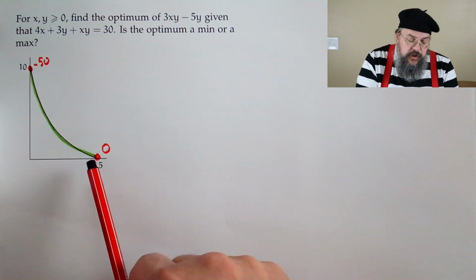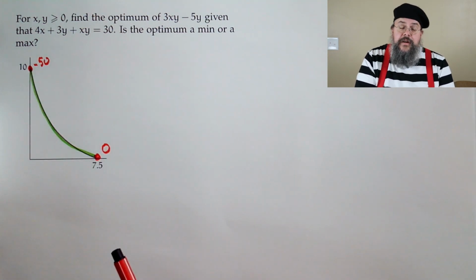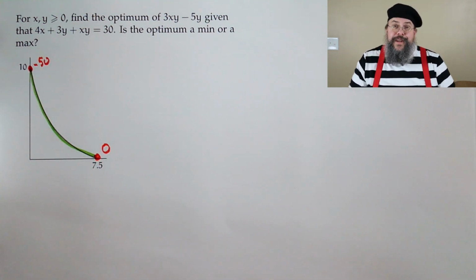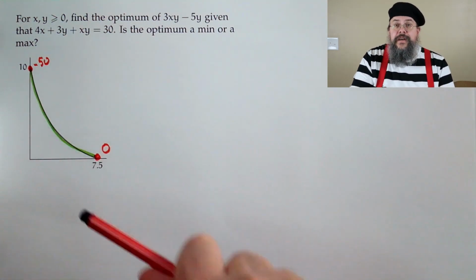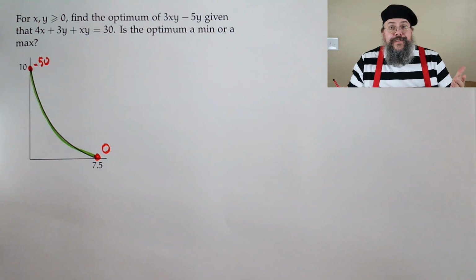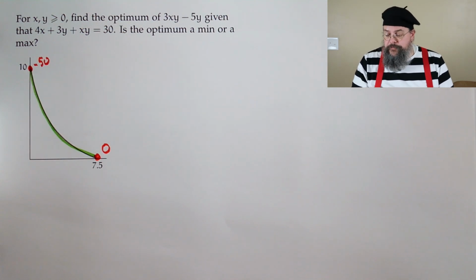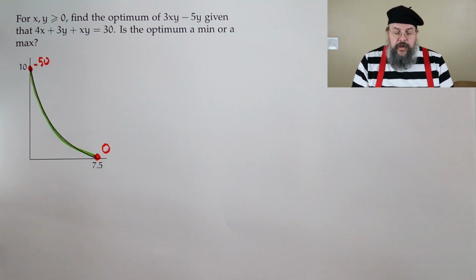So we're 0 there, we're negative 50 there, and something interesting probably should be happening in between. That's what it's after when we're talking about the optimum. What's happening in between, and what is it? Is it a max, a min, something else? Well, we'll figure it out. So we start our process.